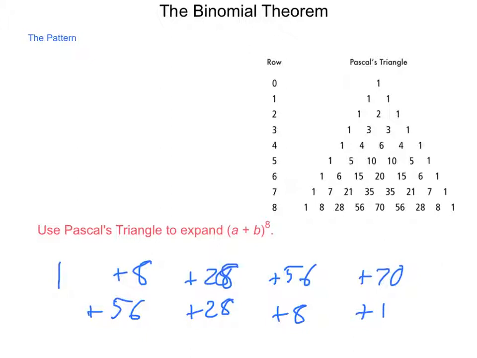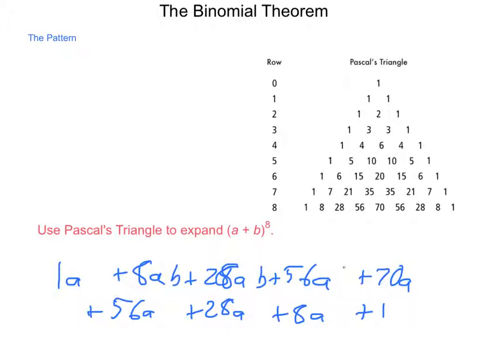Now we need to work on our variables. We'll have a in all but the last one, and it does exist in the last one, but it's a little bit harder to see, and I'll explain that here in a minute. And then we have b in all the others.